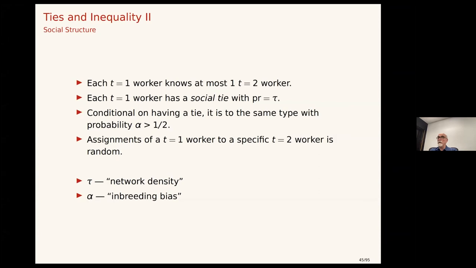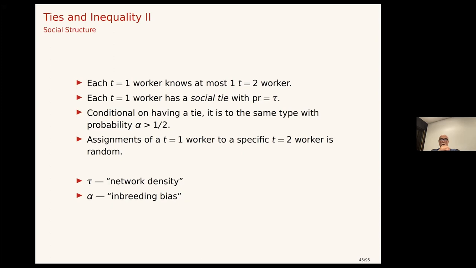Okay, so let's see how this works out. So conditional on having a tie, that tie is going to be to the same type of worker with probability alpha greater than one half. Tau measures how likely it is that there is a social tie. Alpha measures how informative that social tie is. Okay, everybody understand?